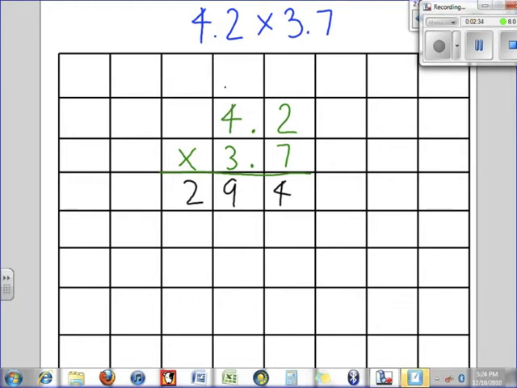Don't forget your placeholder. And now we are ready to add. And remember, we're not worrying about the decimal until we have our final answer.